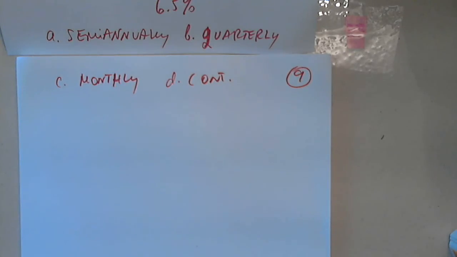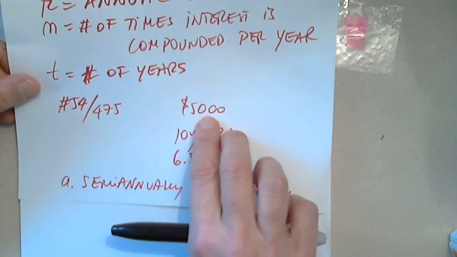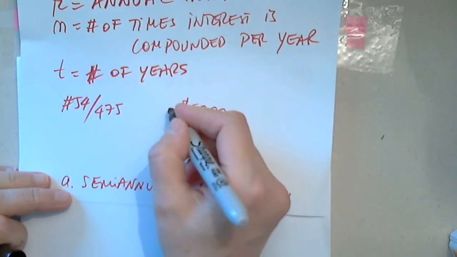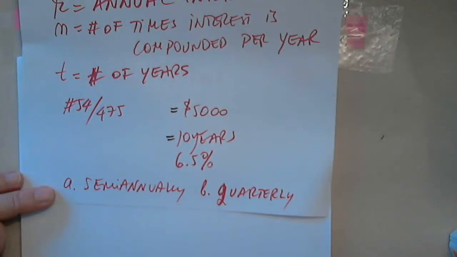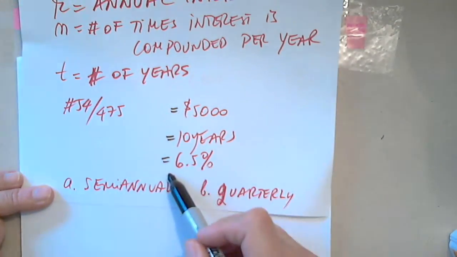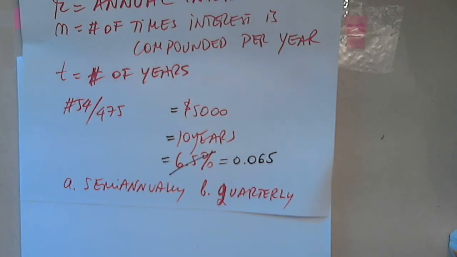Before we attempt anything here, we have to identify what is given to us. Can anyone tell us what is 5,000? What does it represent? Which letter is 10 years? And which letter is 6.5? Remember, 0.065. We cannot use decimal numbers.